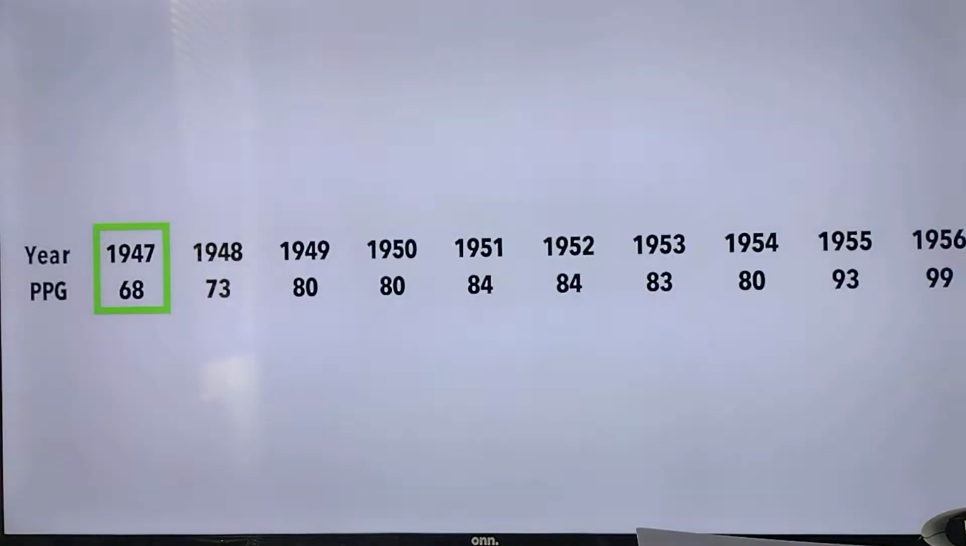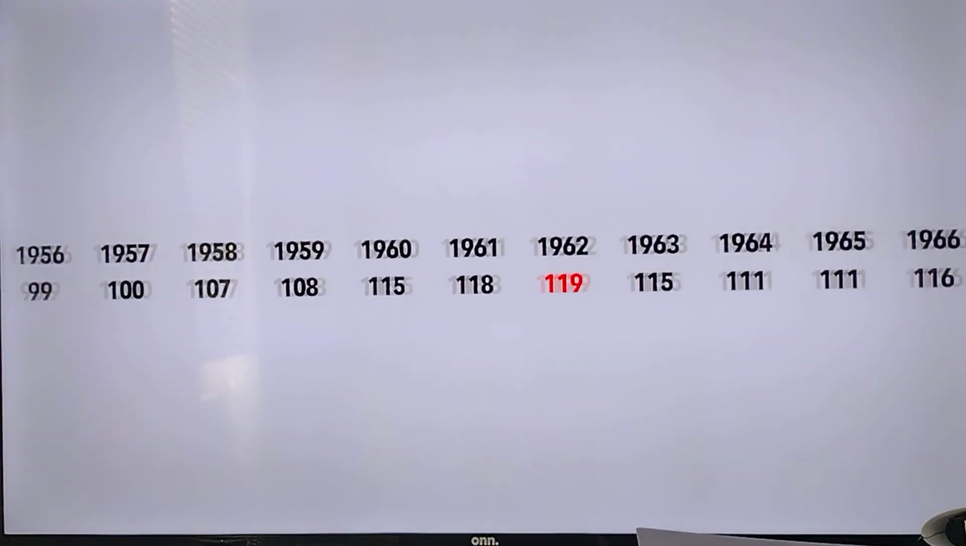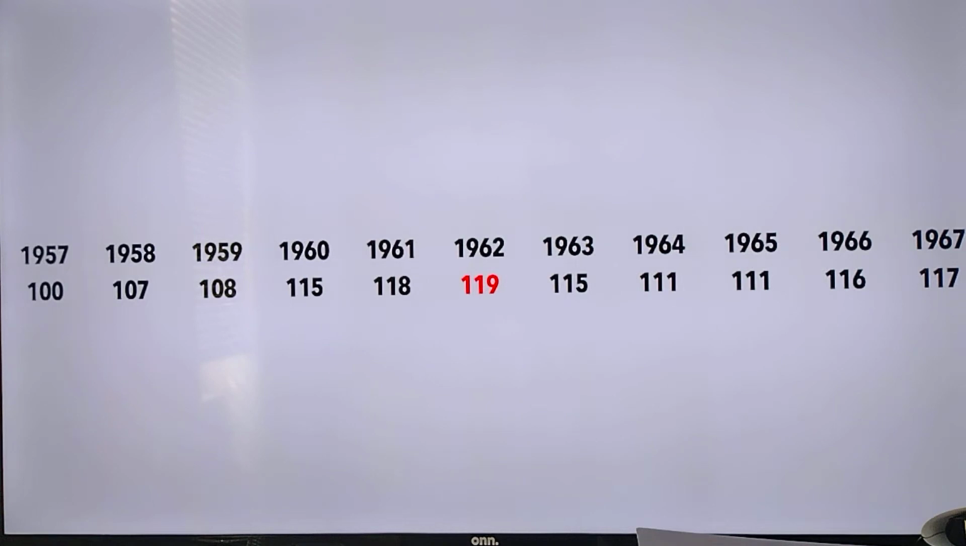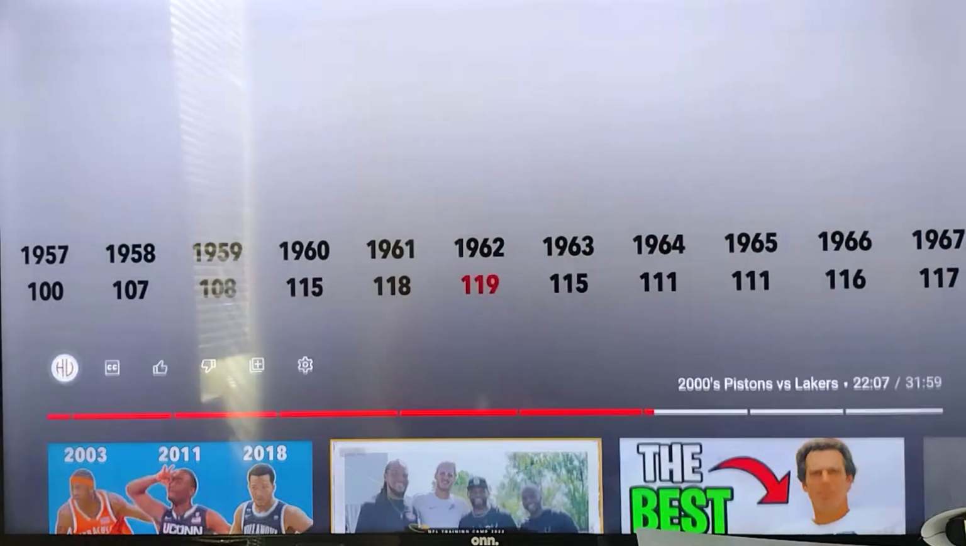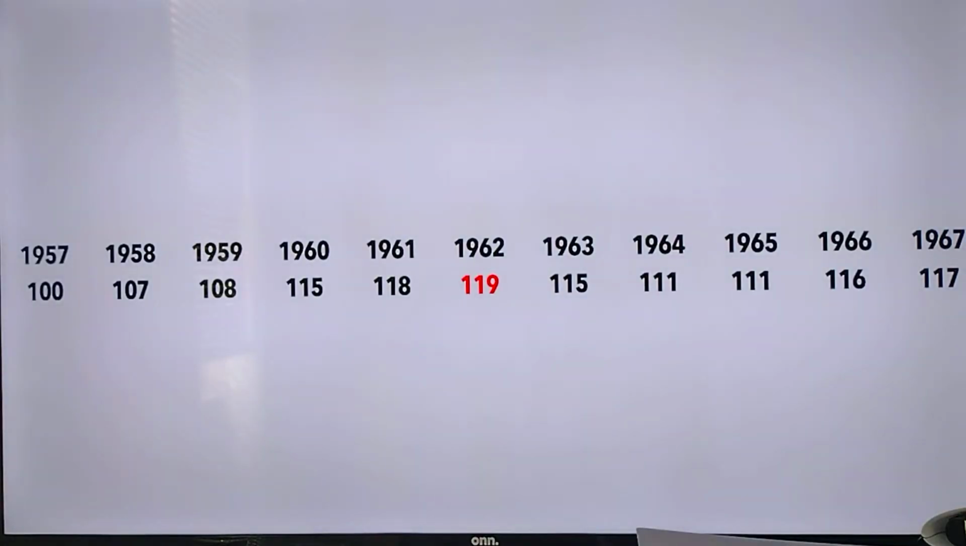However, scoring steadily increased throughout the 1950s. By 1962, the league was averaging... Okay, here the old school guys will make the argument. You see, 1962, 119 points a game.